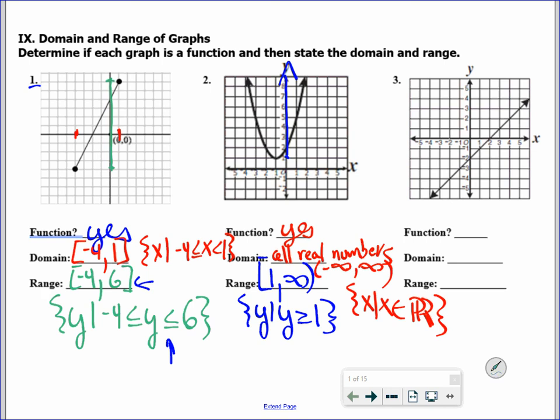Number 3, once again, yes, function. The domain is all real numbers, and the range is all real numbers, because the domain and the range are everything. Okay.